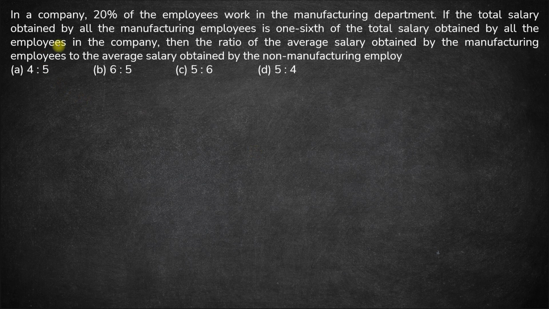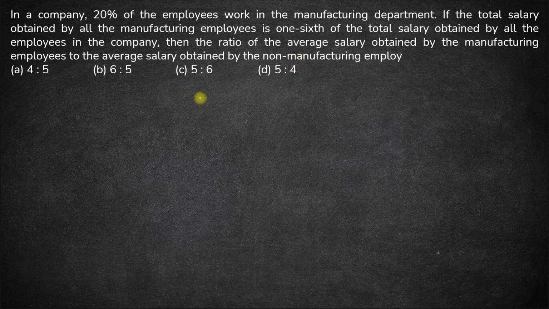Hi, here we have a company where 20% of the employees work in the manufacturing department. So if 20% work in manufacturing, the remaining 80% will work in non-manufacturing departments. If the total salary obtained by all the manufacturing employees is 1/6 of the total salary obtained by all the employees in the company, then the ratio of average salary obtained by manufacturing employees to the average salary obtained by non-manufacturing employees is what?